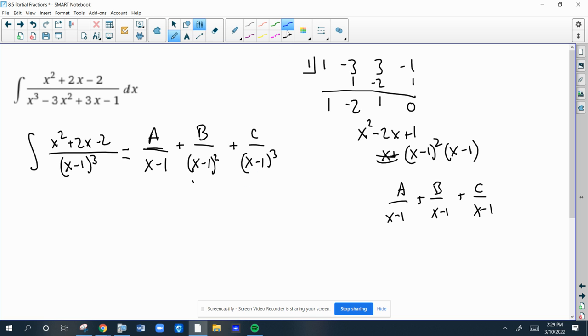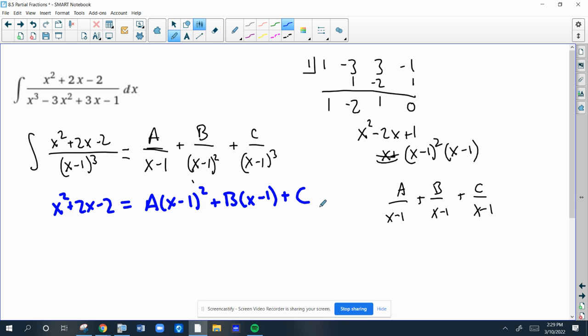Now I'm going to go about it as usual. I'm going to multiply everything by the common denominator, x minus 1 cubed. If you multiply the first one by x minus 1 cubed, you'll have x minus 1 squared left over. For the B term, you'll have an x minus 1 left over. And for the C, you'll just have the C, because that whole thing canceled out. Now we're ready to start solving.